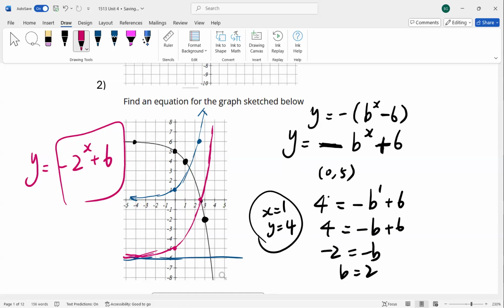0, 5: negative 1 plus 6 is 5. Okay. And 1, 4: when x equals 1, negative 2 plus 6 is 4. And we also have a point like 3, negative 2. When x equals 3, 2 to the power 3 is 8. Negative 8 plus 6 is negative 2. Okay, that definitely is the correct answer.